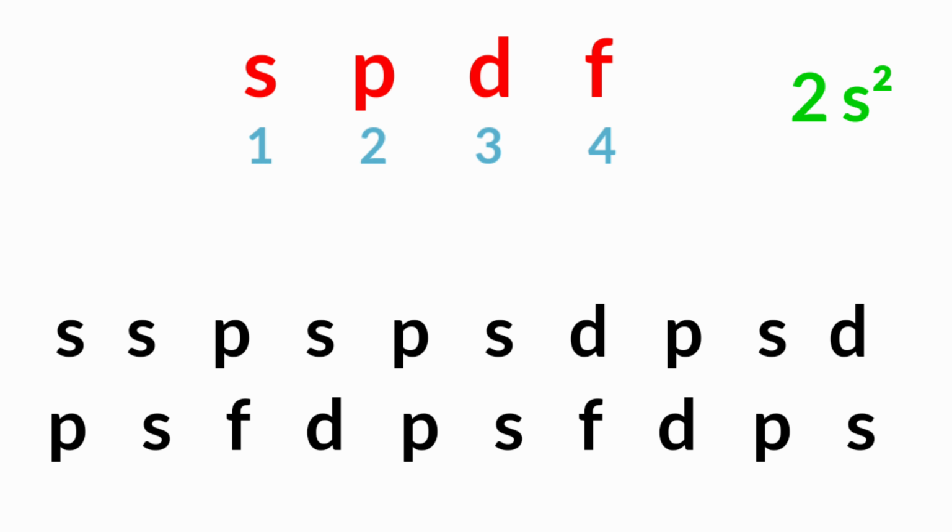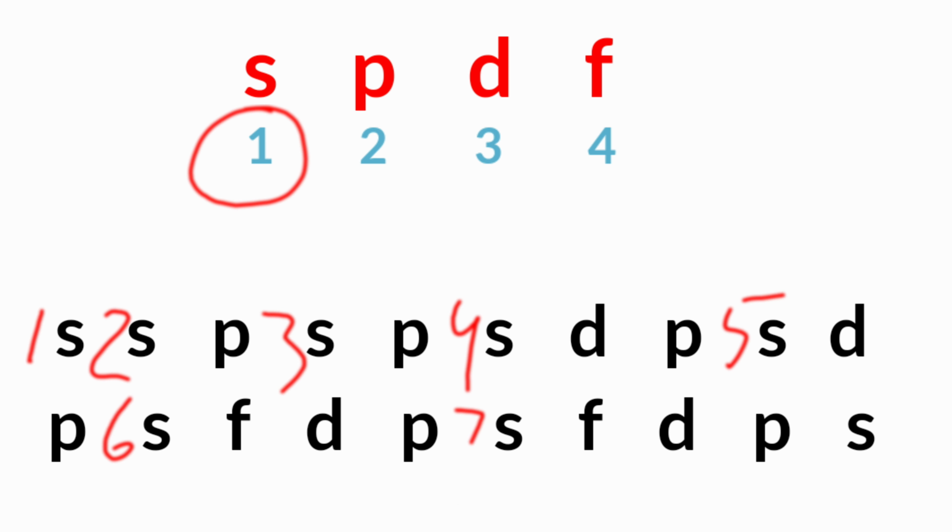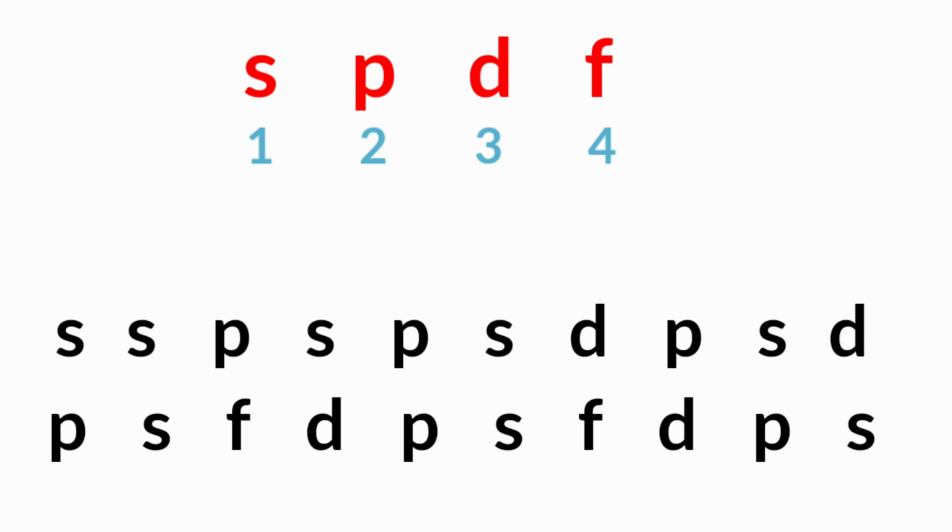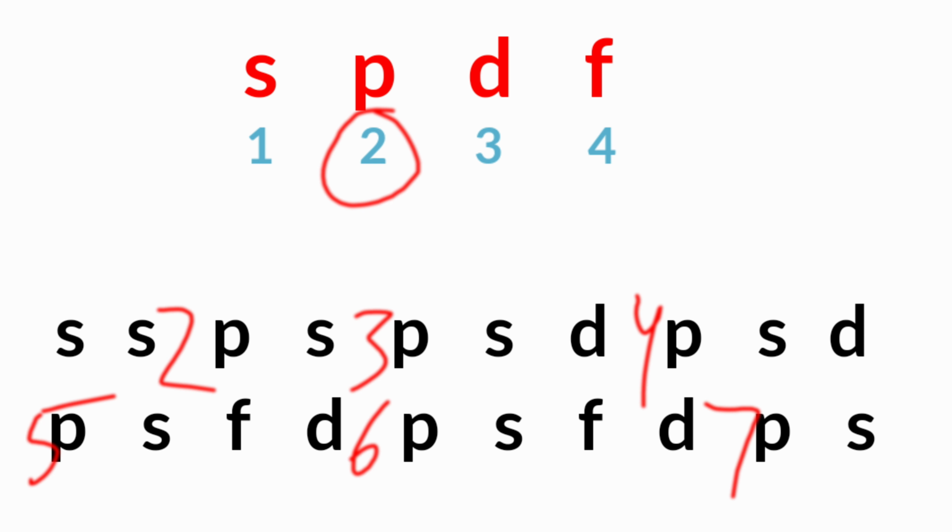Now we have to give the principal quantum number to these SPDFs. Now see here, S was marked with 1. So mark all the S's starting with 1, 2, 3, 4 and so on. And P was marked with 2. So mark all the P's with 2, 3, 4 and so on.